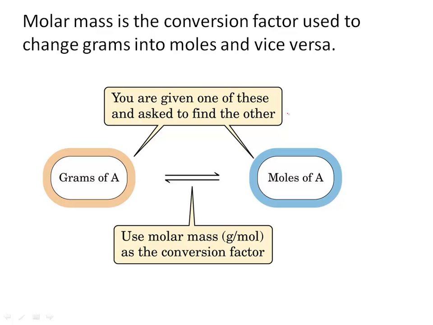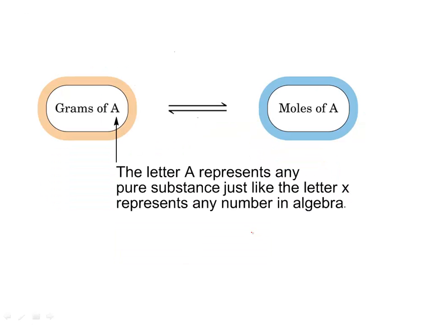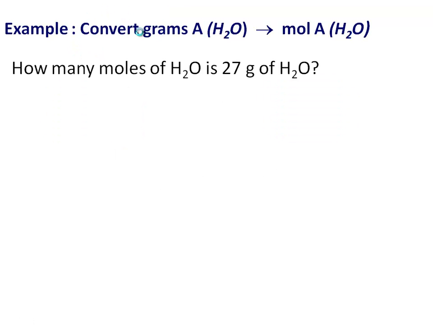So we start with the grams of something and we're asked to convert to the moles of it. Or we start with the moles of something and we're asked to convert to the grams of it. What we're going to use to allow us to do any one of these is a conversion factor called molar mass, which is in units of grams per mole. So the letter A is going to represent any type of pure substance, just like in algebra, we use the letter X to represent any number. So A could be grams of oxygen, it could be grams of sodium hydroxide. Whatever you're being asked for, that's what your A is.